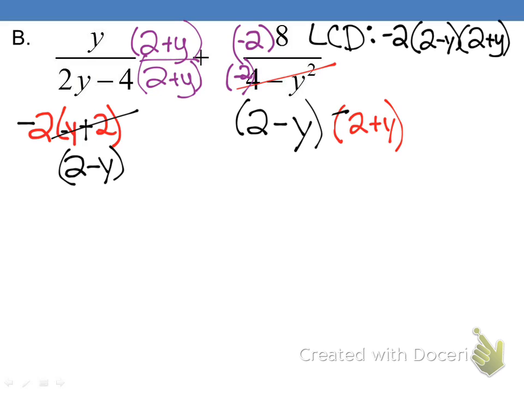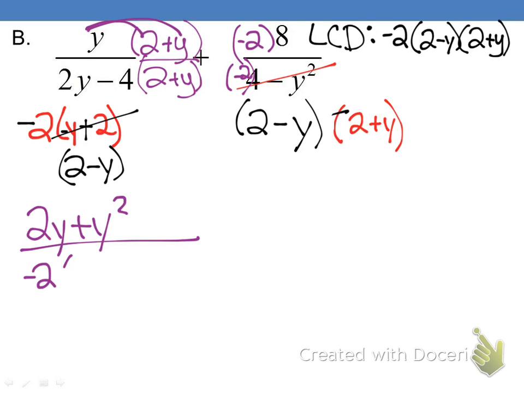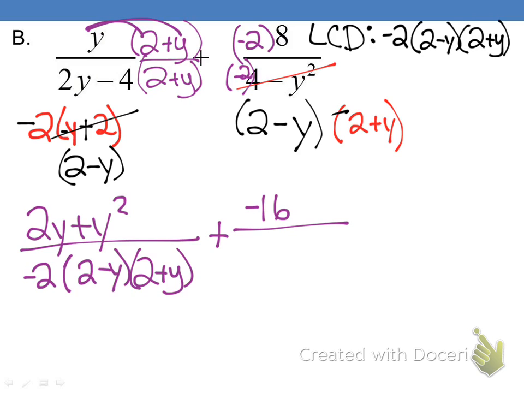All right, so up front, I have 2y plus y squared. I am distributing the y to both terms. In my denominator, I have -2 times 2 minus y times 2 plus y. Plus, this gives me -16 over -2 times 2 minus y times 2 plus y. Everybody's still here. Everybody's still listening.